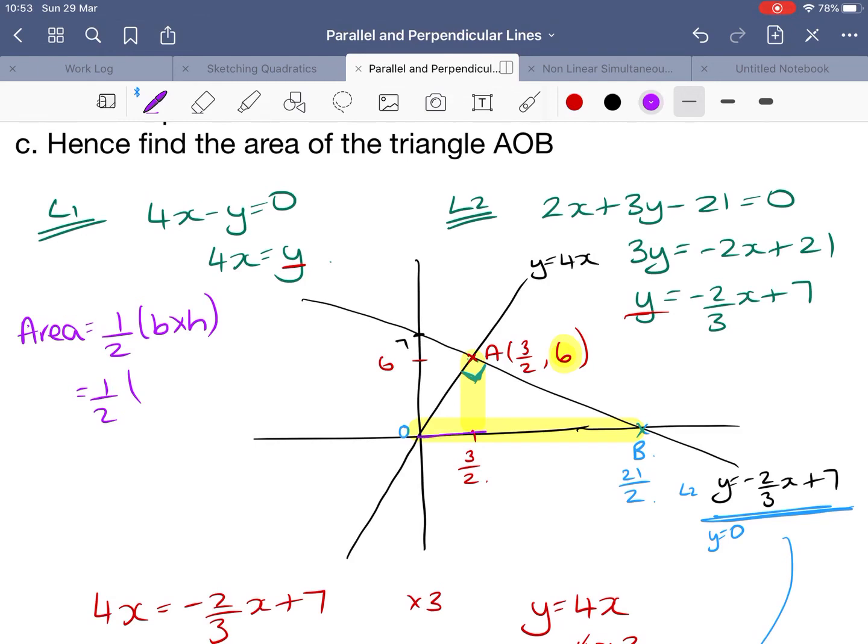My base is the length going across the bottom. So I'm going from the origin to 21/2. So that's 21/2 times the height, which is 6. Okay. So we end up with, put that in your calculator or simplify it by going 1/2 of 6 is 3. So we end up with 63/2. And that is my area. So that's the area of AOB.